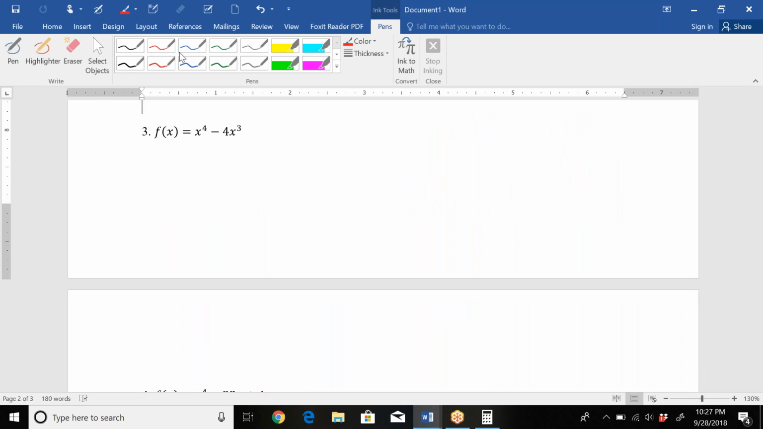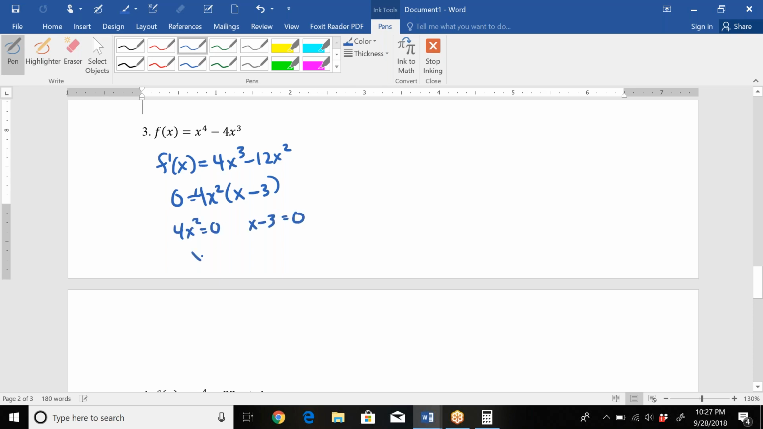Excuse me. So let's do number 3. This is f prime of x would be 4x cubed minus 12x squared. We can pull out an x squared and a 4. So that would leave me with x minus 3. So if you set 4x squared equal to 0 and x minus 3 equal to 0, you get x equals 0, because that would be the square root of 0, with a plus or minus, which is still going to be 0. And then this would be x equals 3. So we're going to set those up on our number line from least to greatest.